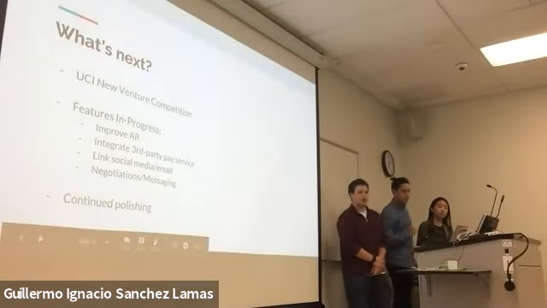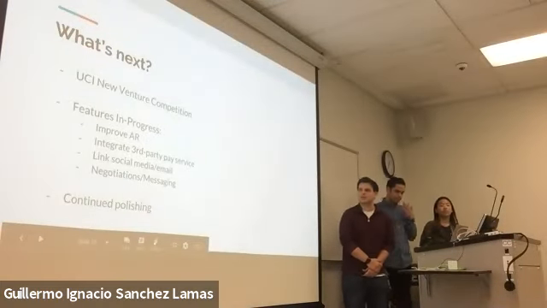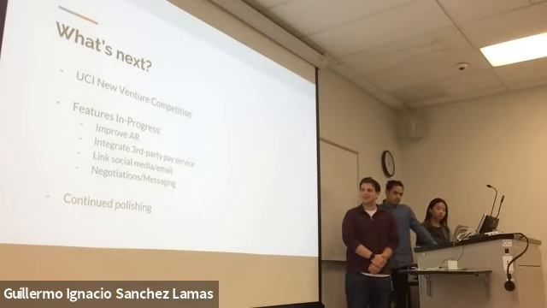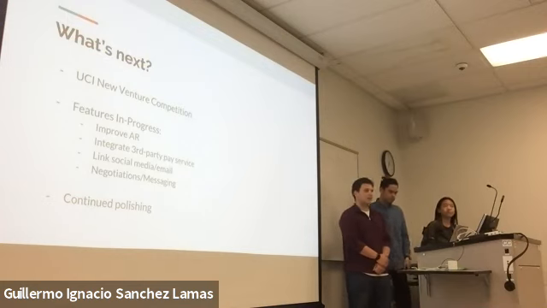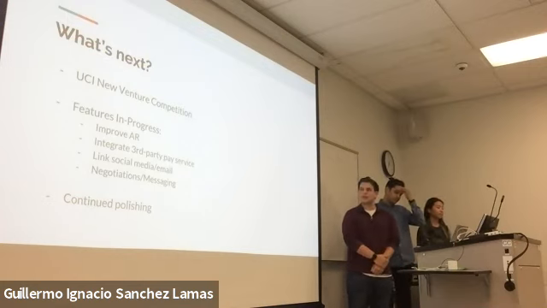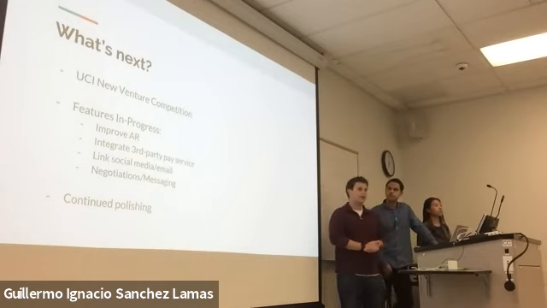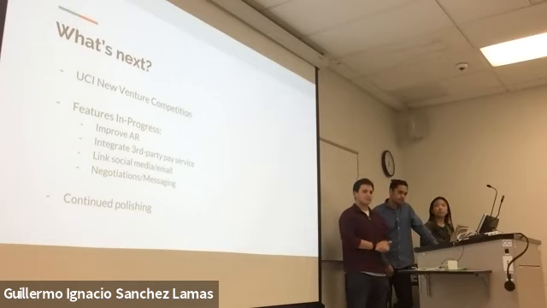So moving forward, our project has been selected to move on to the next stage of the UCI Venture Competition, so we're looking forward to seeing where that goes. And as we mentioned throughout the presentation, there are a few features that we would like to implement, such as improved AR, true to scale, integrating third-party services, linking social media, and perhaps even a messaging profile system so that people could follow artists they're interested in and also negotiate with them. And lastly, to continue polishing up the UI.